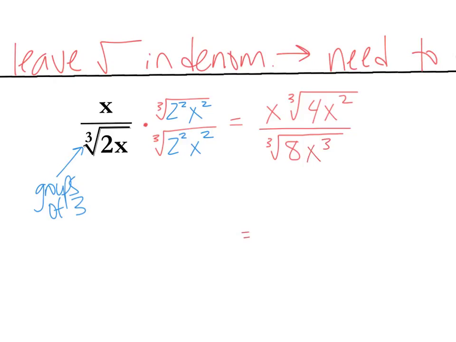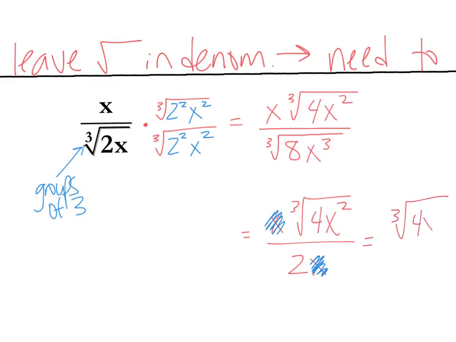And now you can see that the radical simplifies in the denominator. All of this simplifies. So the numerator stays the same, but the denominator becomes the cube root of 8 is 2, and the cube root of x to the 3rd is just x. And the last thing you can do here is that I have an x in the top and an x in the bottom. Those are not inside the radical, so I can reduce them. So my final answer for this one is the cube root of 4x squared and 2 in the denominator.